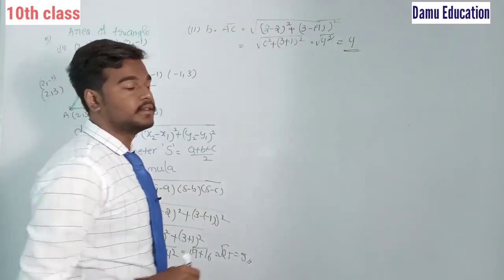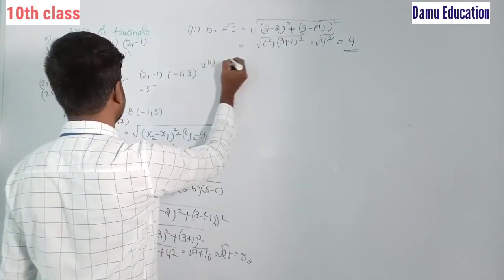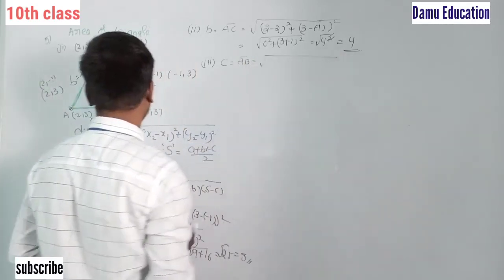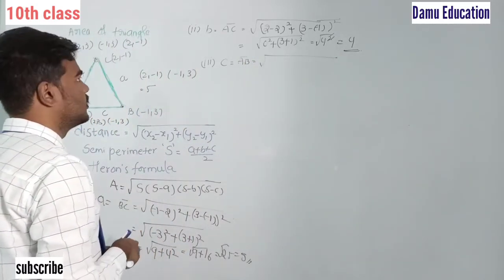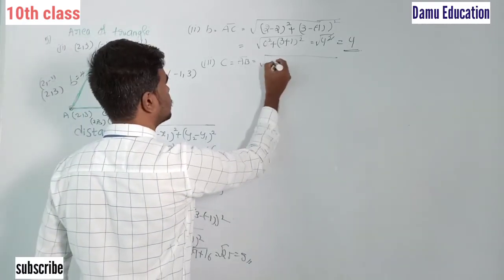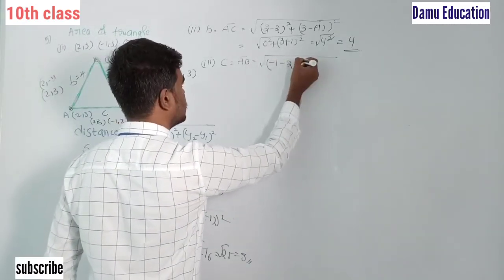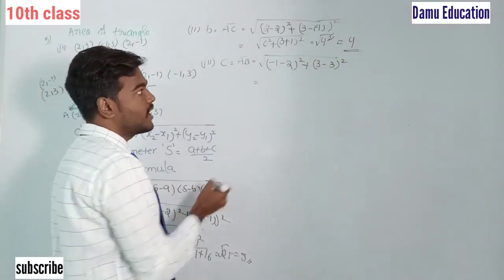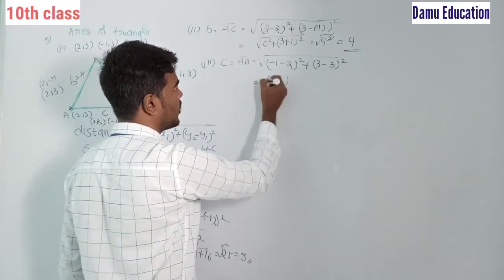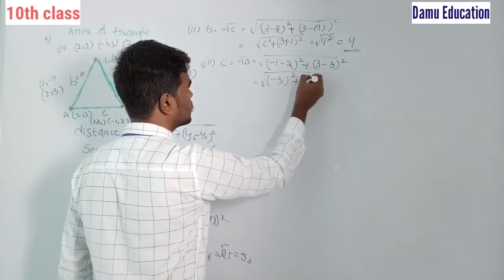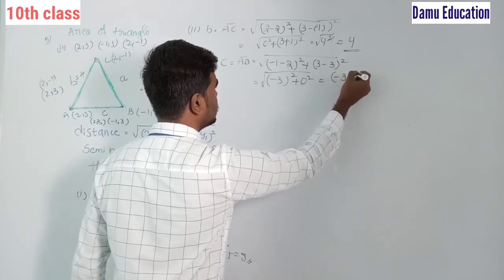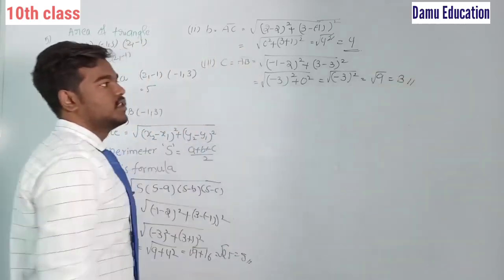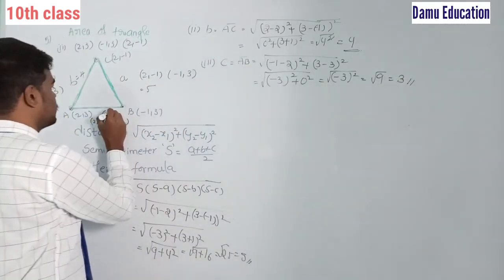Then what is the third one? The third side length, C, will be equal to AB, that will be equal to square root of x2 minus x1, that is minus 1 minus 2 whole square, plus y2 minus y1, 3 minus 3, 0 square. So here we are getting minus 1 minus 2, that is minus 3 whole square, plus 0 square. So minus 3 whole square will be 9, square root of 9 will be equal to 3. 3 3s are 9. So C is equal to 3.